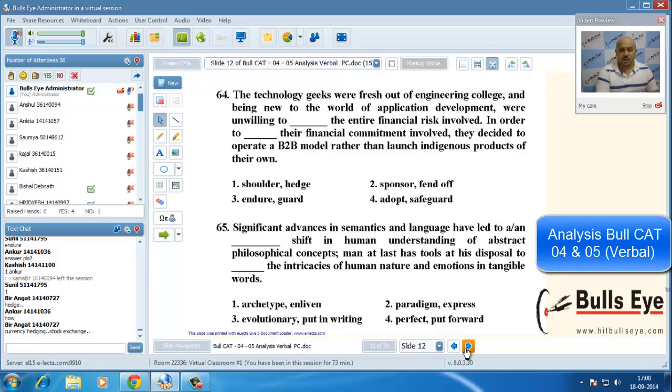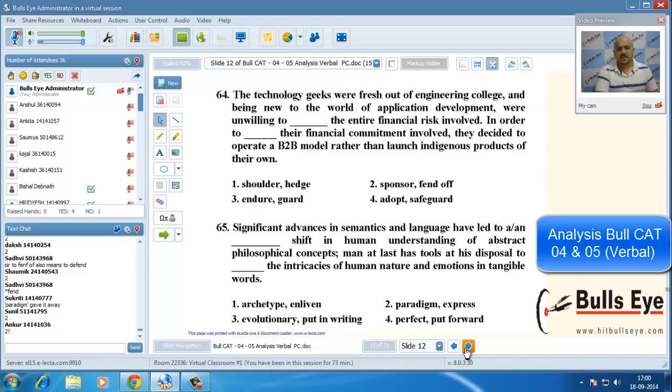Answer for question number 65, guys. We've got a lot of ground to cover, so we've got to move a little quicker here. Answer for question number 65. This was an easy one, easy in terms of the logic, which was not particularly tough. The only thing difficult with this question was the vocabulary. The only thing which should have caused you trouble was the vocabulary bit. And paradigm absolutely gave it away. It's absolutely the most perfect fit.